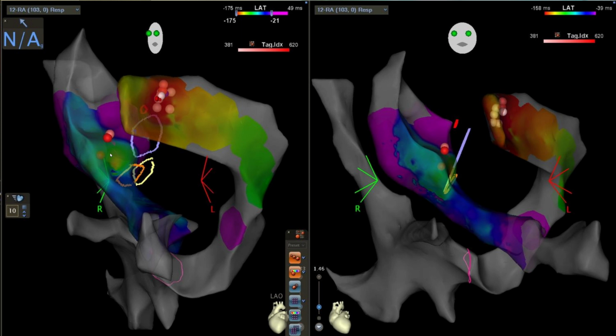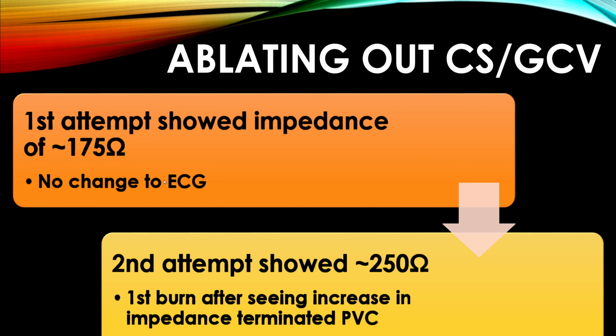This is where we ablated above the valve with no success, but after coming back in here the second time, moving a little further out, these two were our first ablations. That blue dot was our earliest QRS during the PVC that we could find, activation during the QRS. And these were the points we put in after on our second attempt with success, termination.